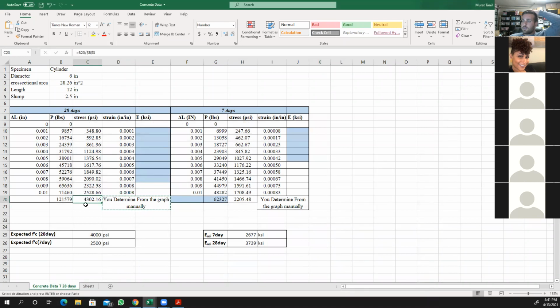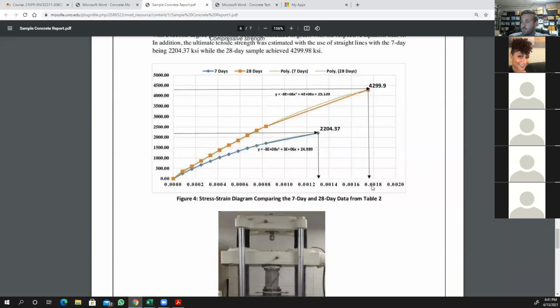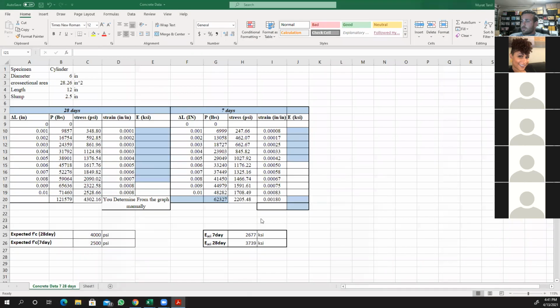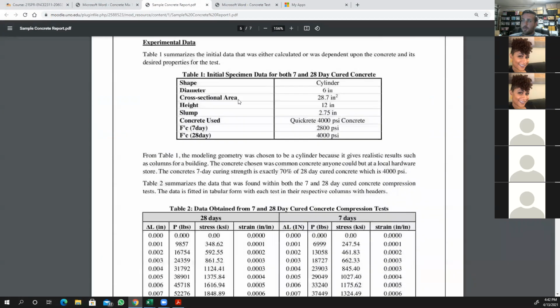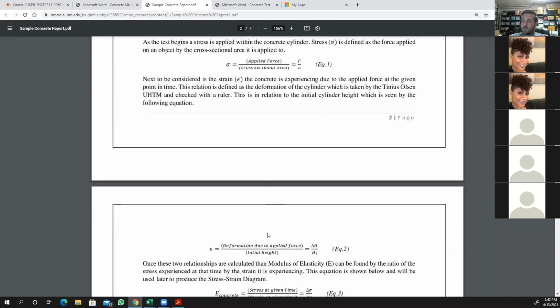your calculations, this. 0.0018. Let's see one more time. 0.018. I can determine what the deformation is based on the strain data that we read from the graph. So I'm going to use the same equation. Strain equals deformation over length. This equation right there. This one.